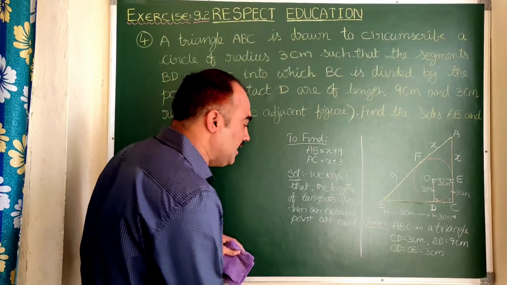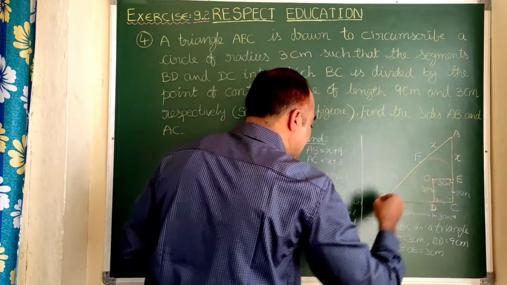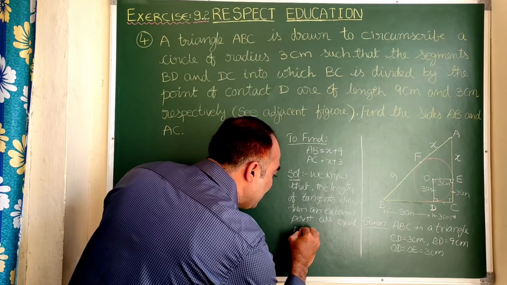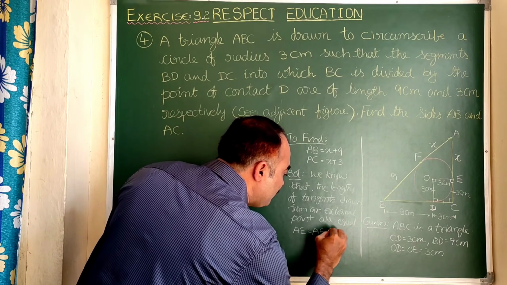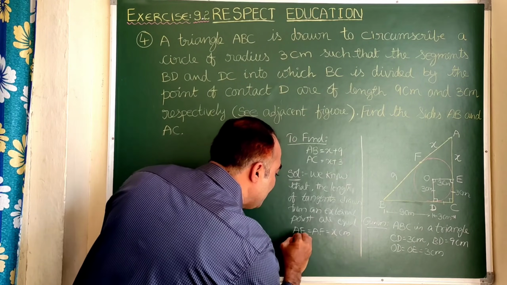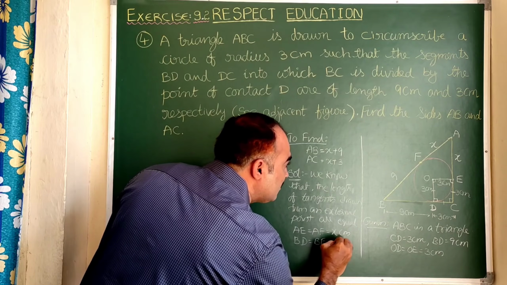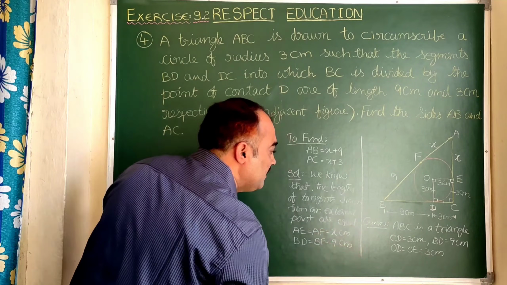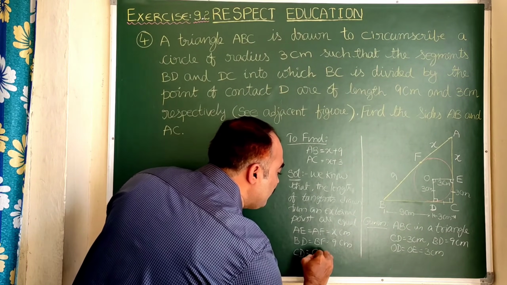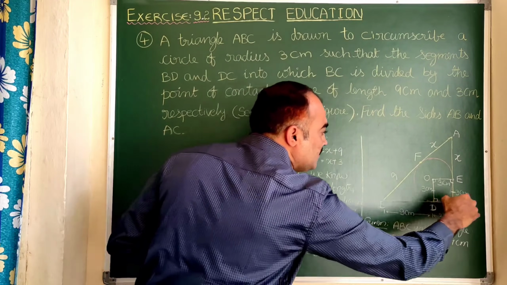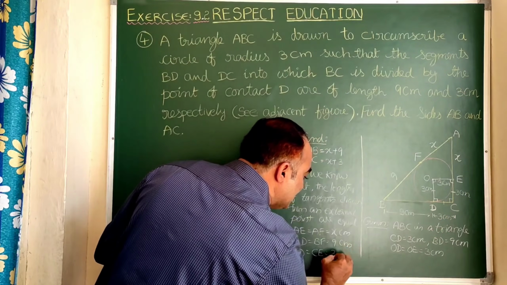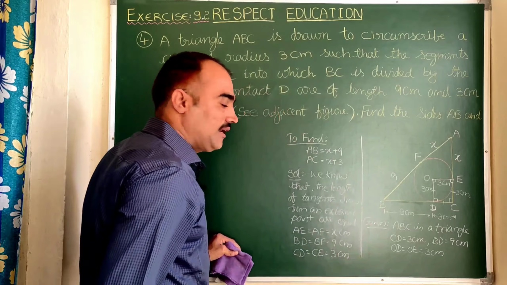Based on this reason, we can say AE is equal to AF is equal to x centimeter, BD is equal to BF is equal to 9 centimeter, CD is equal to CE is equal to 3 centimeter, right.